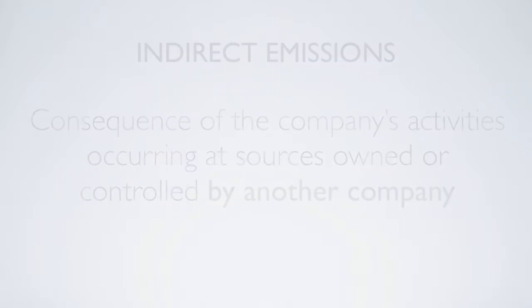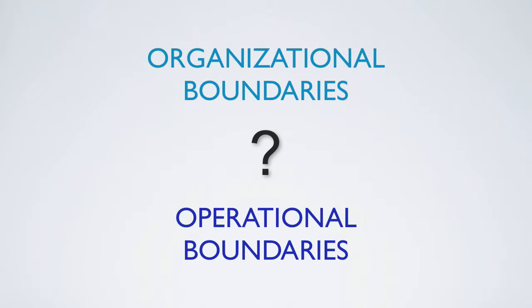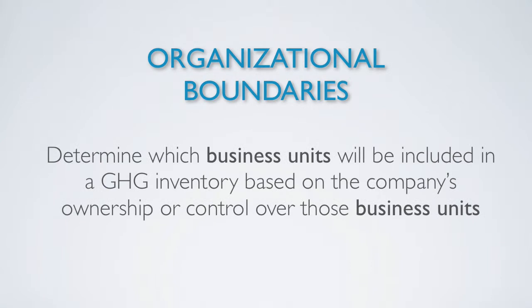Many people get confused between organizational boundaries and operational boundaries because they both have to do with ownership and control. The difference between the two is simple. Organizational boundaries determine which business units will be included in a greenhouse gas inventory based on the company's ownership or control over those business units.